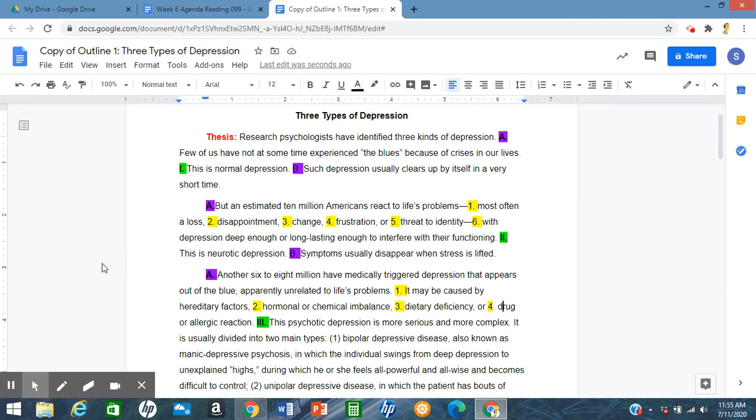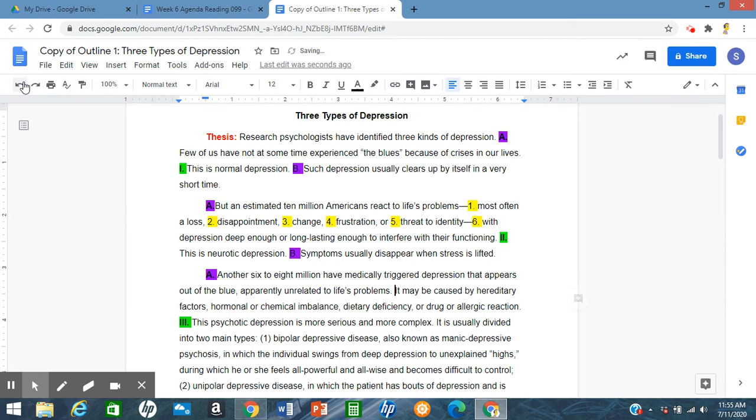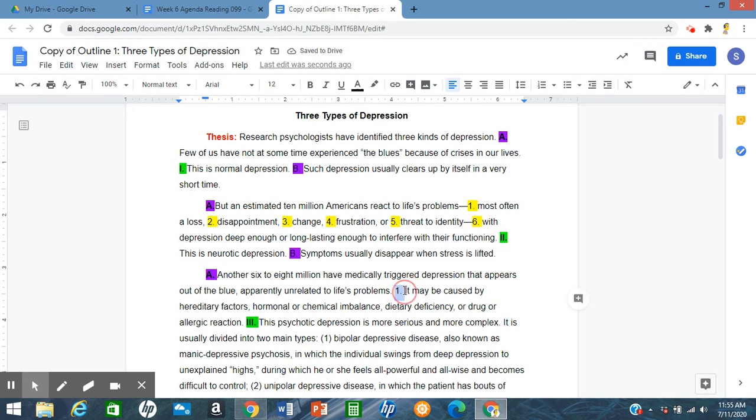Everyone could have broken it down. Now, another way of doing it is if you decide to not list, you could have done A. Another 6 to 8 have medically triggered depression that appears out of the blue, apparently unrelated to life's problems. And then we could just go, here's a minor detail, okay, it may be caused by hereditary factors. So that's one. Okay, and then you just leave it like that. And the same could have been done with paragraph 2, but it may be caused by hereditary factors. So that all this would be one minor detail. Okay.